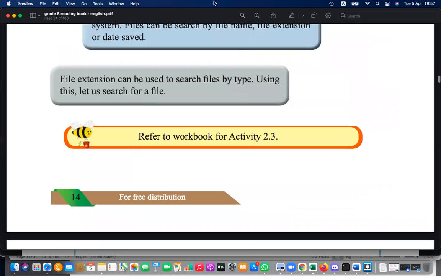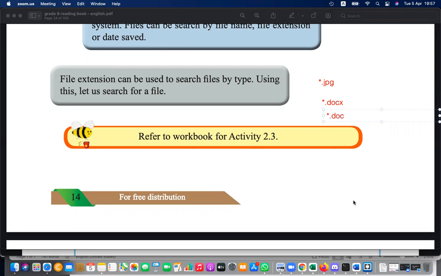And search in files. Can you remember how we searched picture files, JPG files? We searched *.jpg. How did we search Word files? *.docx. Yes, you can search *.doc also. That is the old Word file. Or for both old and new files, you can search *.doc*. That will search both old and new files.